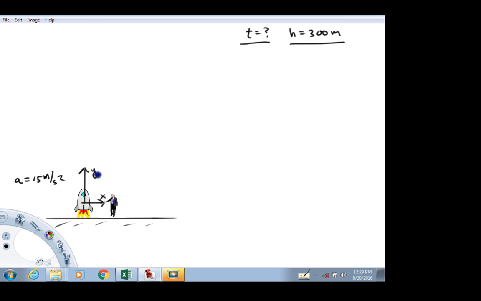X, Y. I'm going to draw a motion diagram for the rocket, just using this dot to represent the rocket. And then as time goes on, the rocket's moving faster and faster and faster, so these dots would be further and further apart.